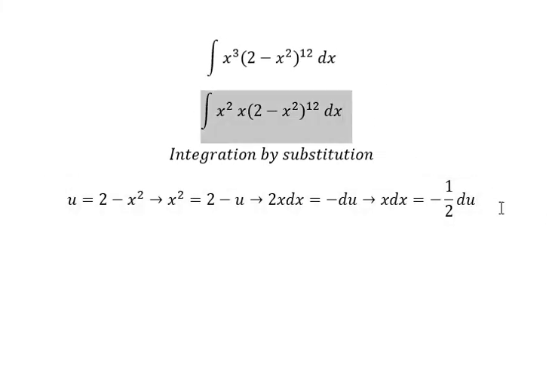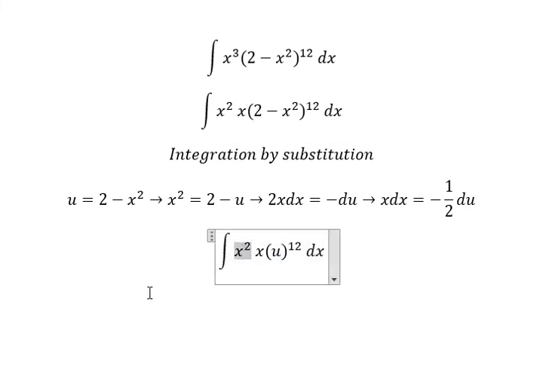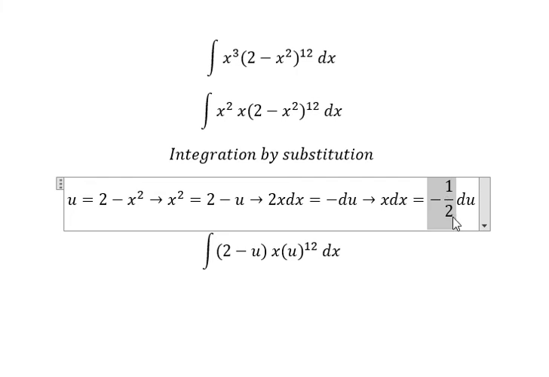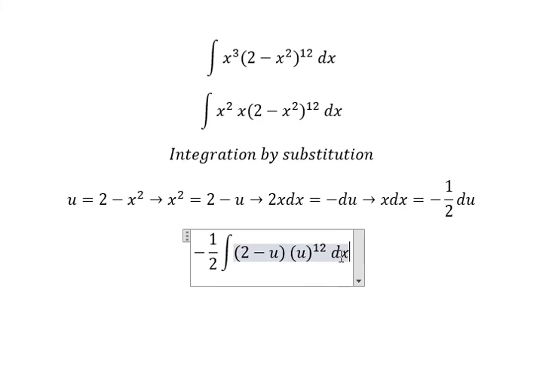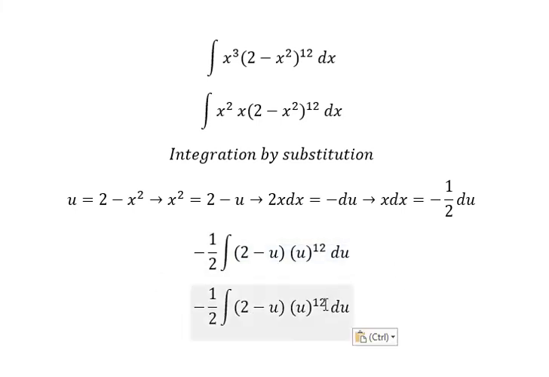So this one we change to u. s squared we change to 2 minus u. s ds we change to negative 1 over 2 du. So we have u to the power of 12 multiplied by 2 minus u.